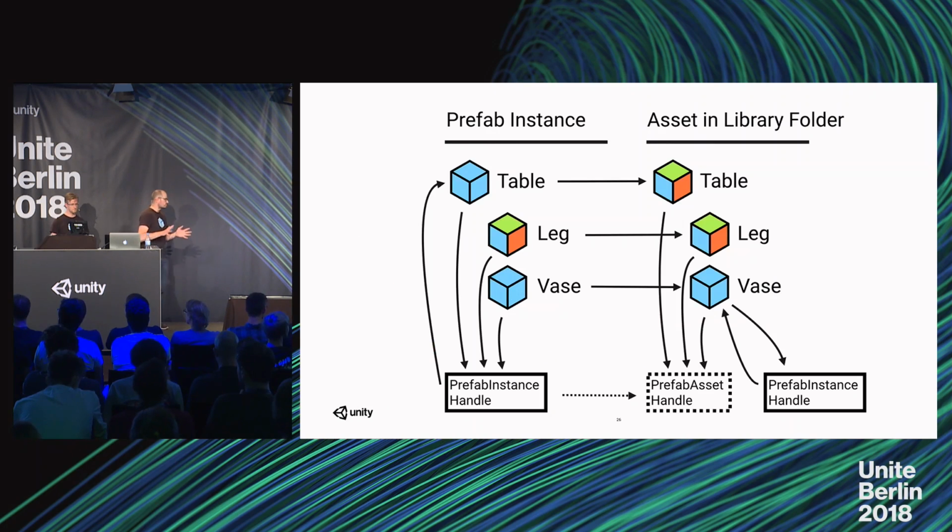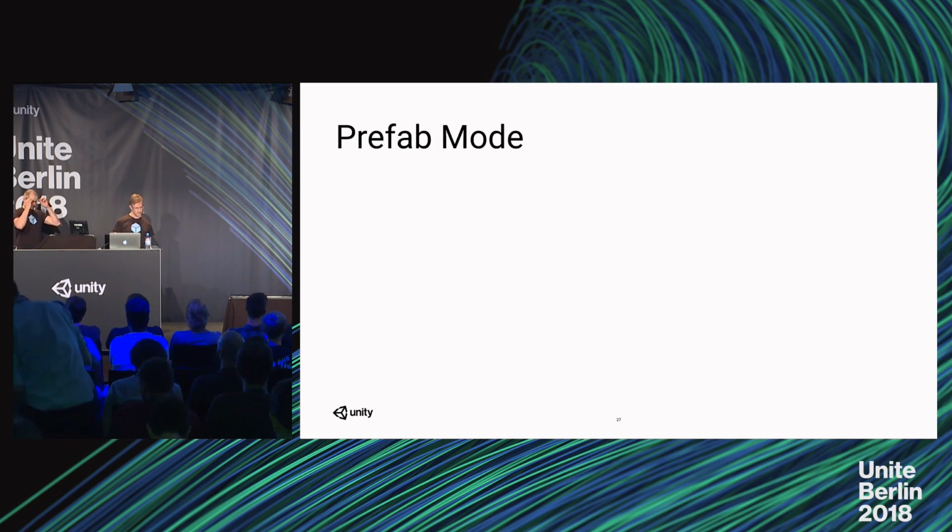So I've been talking about all of these pointers. This is what it looks like, what the flow is. The prefab instance has all its pointers back to the assets in the library folder, and the instance object in memory, and the asset knows about its asset handle and internal nested prefab instances. So with that, I'm going to give it up to Rune. Right. So now that we've got the basics of prefab assets and instances, let's have a look at what that means for prefab mode.